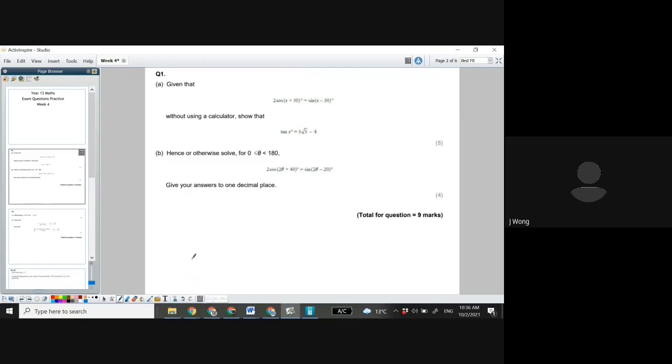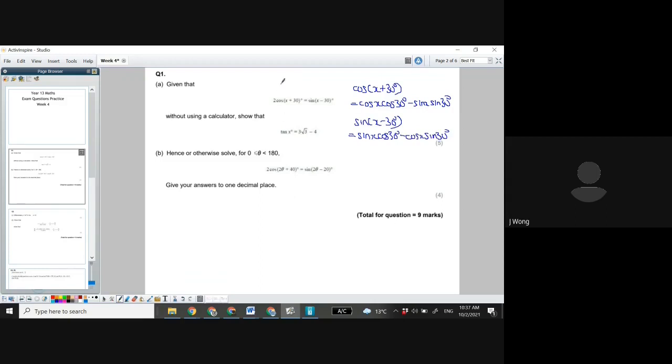So that's why here, what we're going to do is use what we have learned in chapter 7 in A2. We're going to open up cos of (x plus 30) and sine of (x minus 30) using compound angle formulas. So let me do it separately first. Cos of (x plus 30) will be cos x cos 30, take away sine x sine 30, whereas sine of (x minus 30) will be sine x cos 30, subtract cos x sine 30.